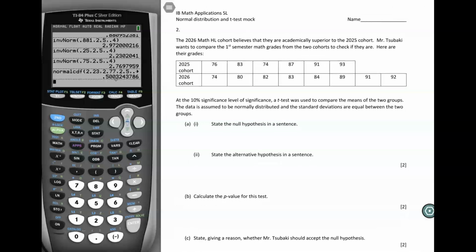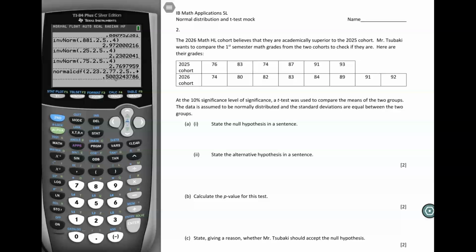Need to fix that. Okay, so the 2026 Math HL cohort believes that they are academically superior to the 2025 cohort. Mr. Tsubaki wants to compare the first semester math grades from the two cohorts to see if they are. Here are their grades. So I have 1, 2, 3, 4, 5, 6 math grades from 2025, and I have 1, 2, 3, 4, 5, 6, 7, 8 grades from the 2026 cohort.